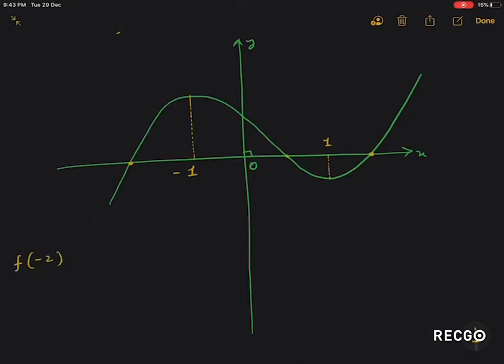So for that, let us first estimate the values. I mean, not the exact value, but a range in which a root may lie. So for that, let us find f of minus 2. So f of minus 2 is equal to f of minus 1. Similarly, if you find f of 2, what we are getting is f of 2 is equal to 3.